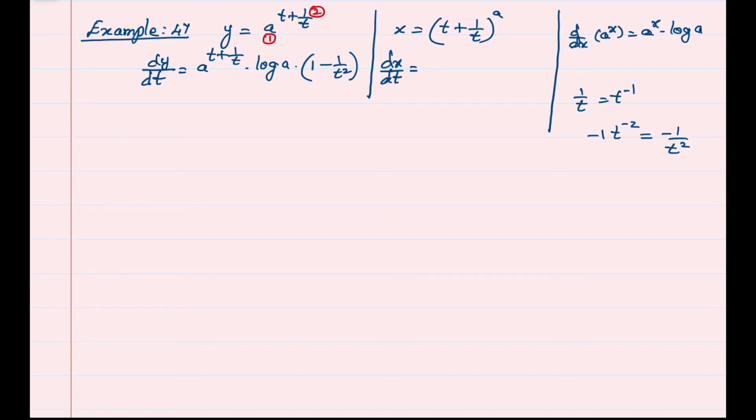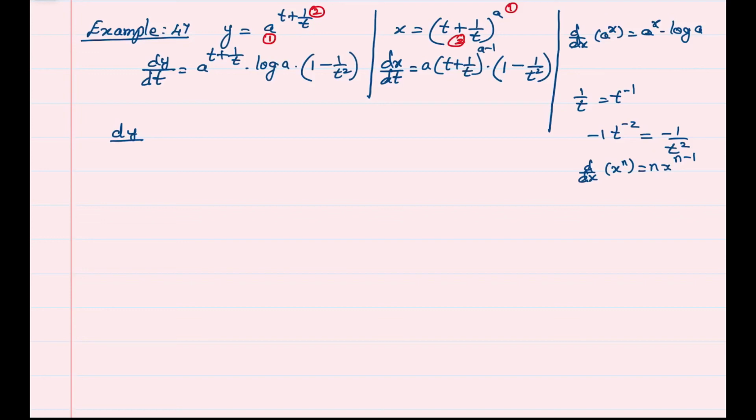Here base is a variable, power is a constant. We will use d by dx of x raised to n formula, which is n x raised to n minus 1. So by applying chain rule here, power has to be differentiated first, then the base. Differentiation of the power is a into t plus 1 by t whole power a minus 1. Now base has to be differentiated. Differential of t is 1 and differential of 1 by t is minus 1 by t square.